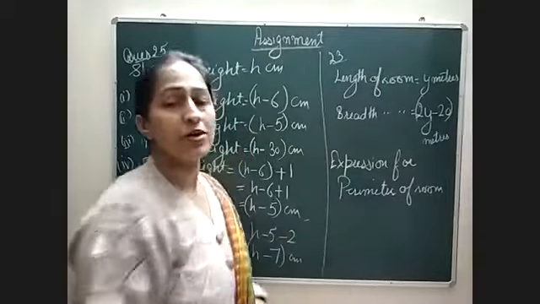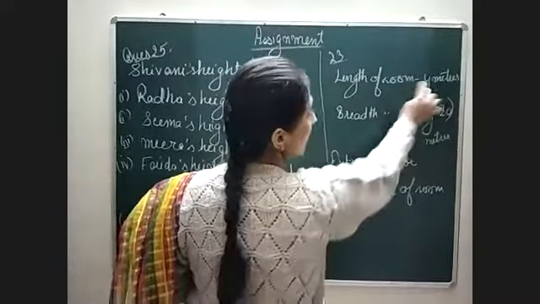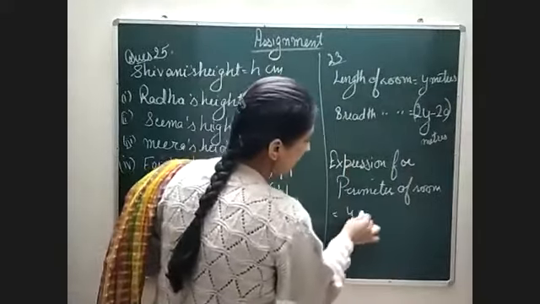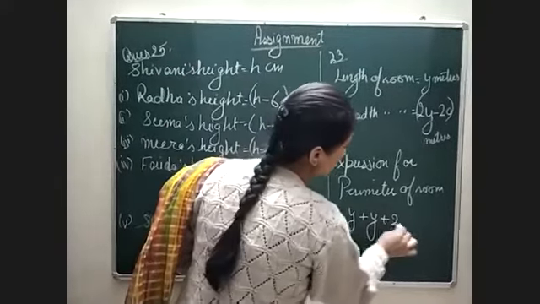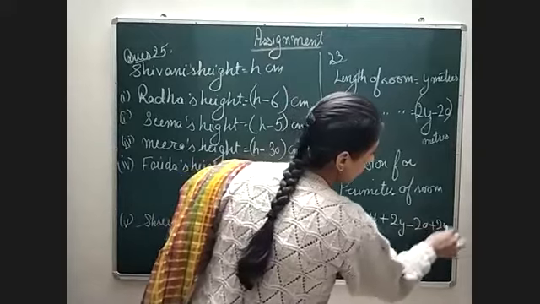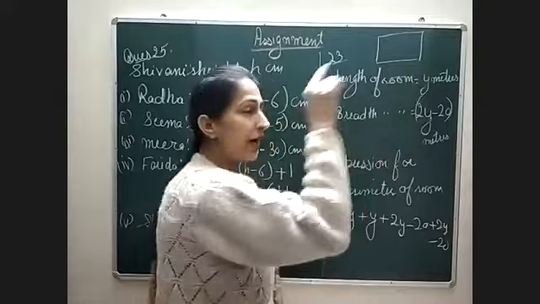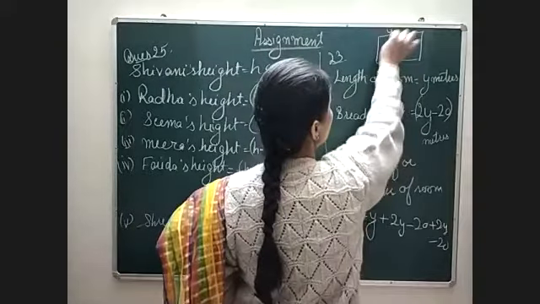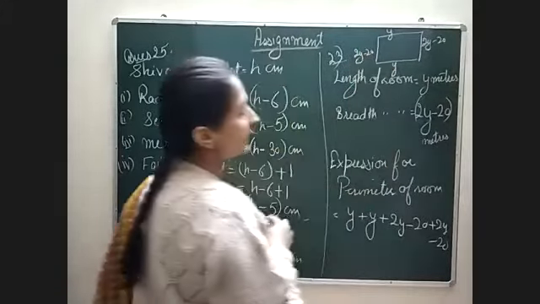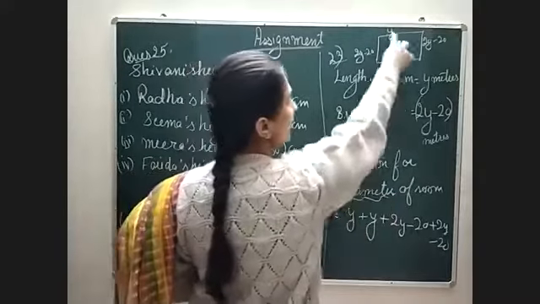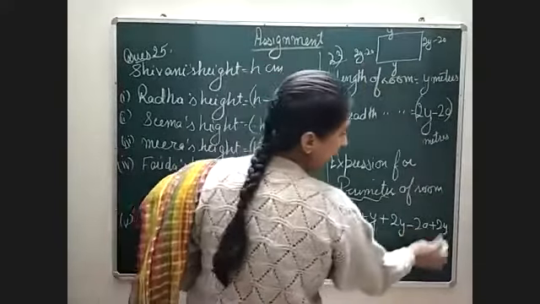And you know what is perimeter? It is the sum of all sides. That means 2 lengths and 2 breadths. So we will be writing this length twice, y and y. Same way we will be writing this breadth twice. That means 2y minus 20 and 2y minus 20. As we have perimeter of room, we have to add all sides. I have y and y as length, 2y minus 20 and 2y minus 20 as breadth. So for perimeter, I will be adding all these sides.